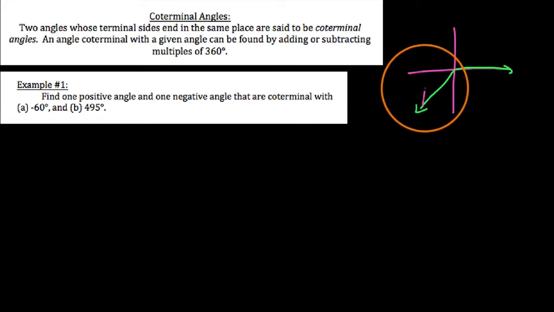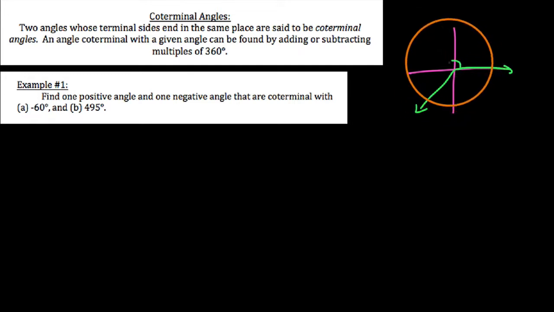And to kind of foreshadow a little bit, it's because any angle that rotates and stops here is going to make the same right triangle, essentially. But for right now, let's just kind of open up the door to the fact that it could have been this angle, or it could have been this angle right here.